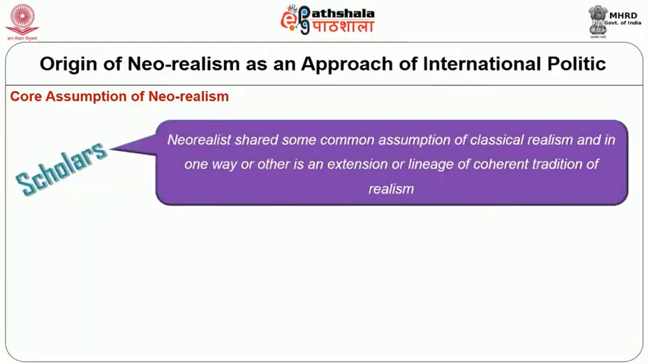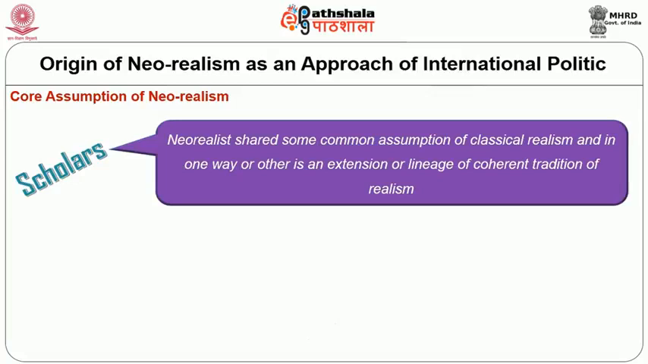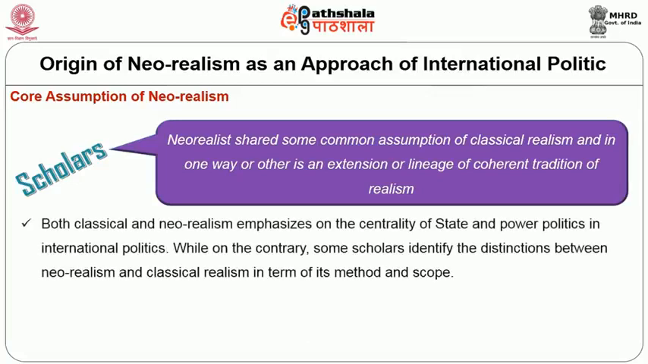Therefore, some scholars argue that neorealists shared some common assumptions of classical realism, and in one way or other, it is an extension or lineage of a coherent tradition of realism that may be traced back to the time of Hobbes and Thucydides. Both classical and neorealism emphasize the centrality of the state and power politics in international politics, while on the contrary, some scholars identify the distinctions between neorealism and classical realism in terms of its method and scope.